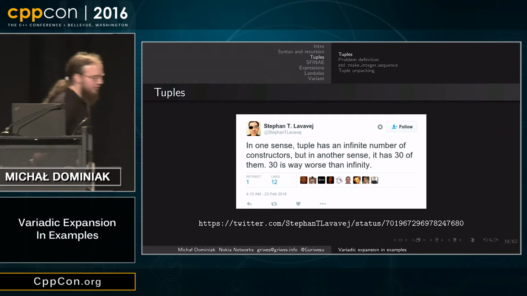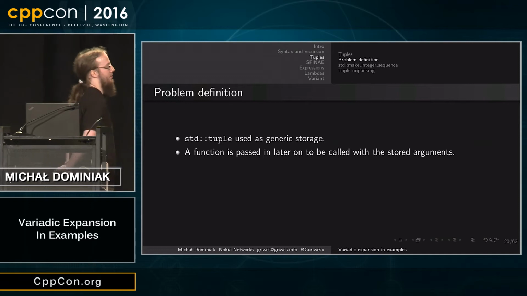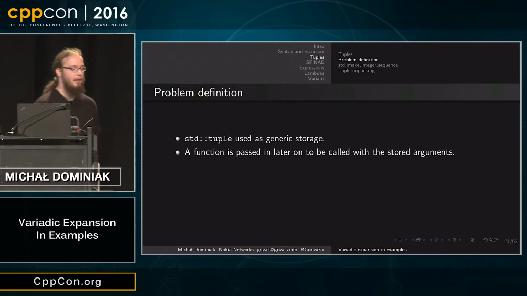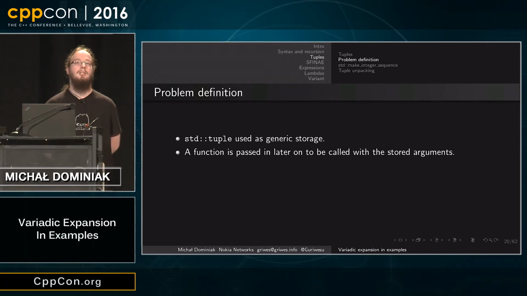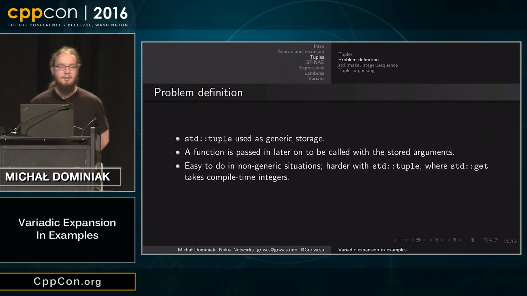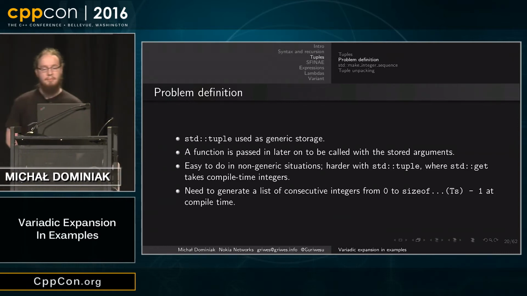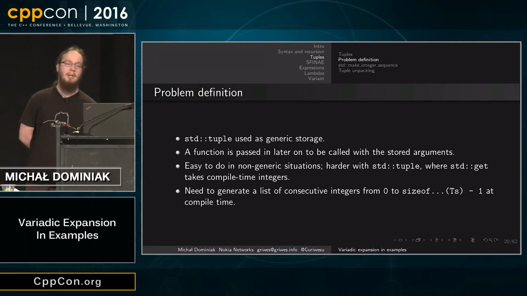All right, let's do something useful with this type that's not very nice for some people. The problem that I'm going to solve is to use a tuple as generic storage, and we have a function called later, or there are many variants of this problem, where you have all the arguments for a function call stored in this thing. So it's easy to do when there is no genericity. You can just std::get every argument by hand, but we can do better. To do that, we need to generate all the integers from 0 to number of arguments minus 1.